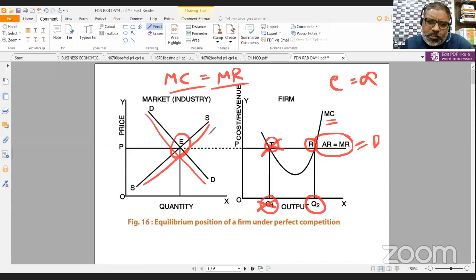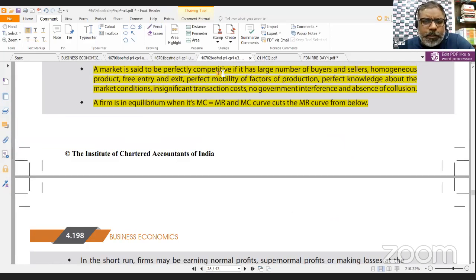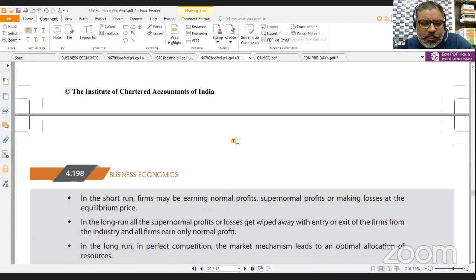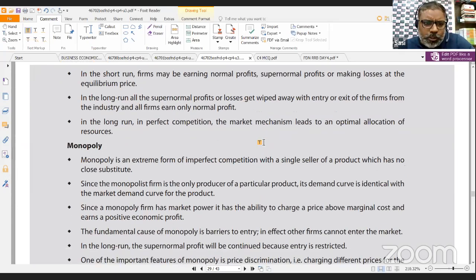We know from the cost function that we learned earlier in chapter 3 that the marginal cost curve will be just like this anytime. And where it cuts the marginal revenue curve from below, that is the point of optimum level of production for a perfectly competitive firm. That is the crucial point here to be noted.